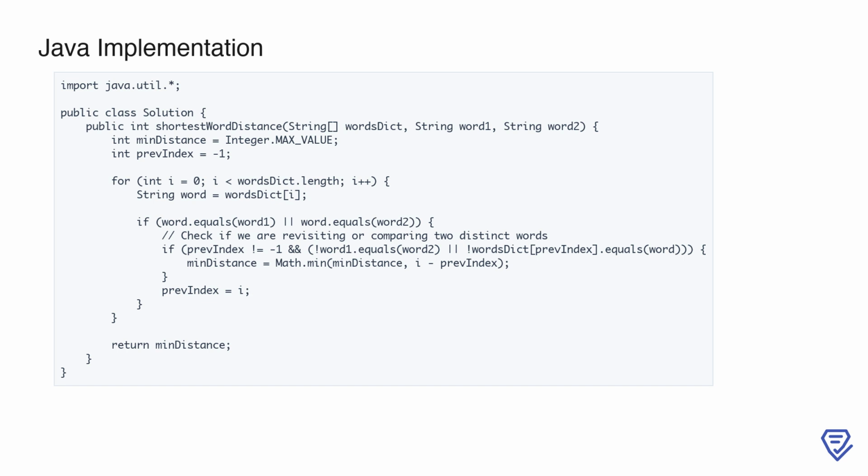This is the Java implementation of LeetCode problem number 245, shortest word distance 3. It mirrors the Python logic exactly, with key differences being the use of Java-specific constructs such as arrays, type declarations, and the equals method for string comparison. The solution maintains a variable to track the previous index where a word match occurred and calculates the shortest distance dynamically. The code is concise and adheres to Java conventions.